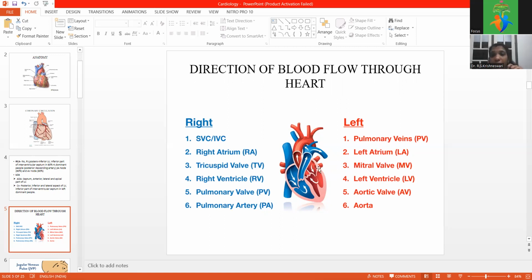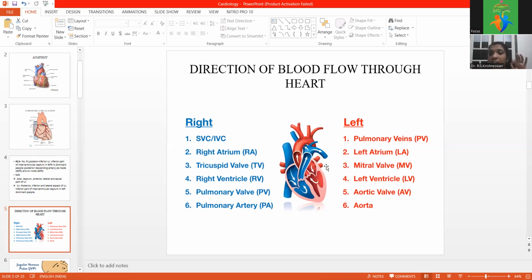The pulmonary veins carry pure blood from the lungs. That is, the pulmonary artery carries impure blood from the right ventricle to the lungs. In the lungs, after oxygenation of the blood, the pulmonary vein carries the pure blood. So again, an important point: every vein in our body carries impure blood except the pulmonary vein.